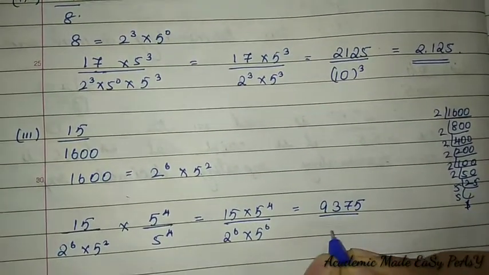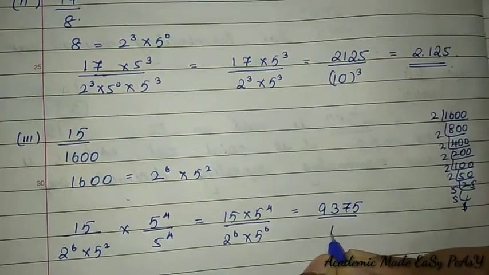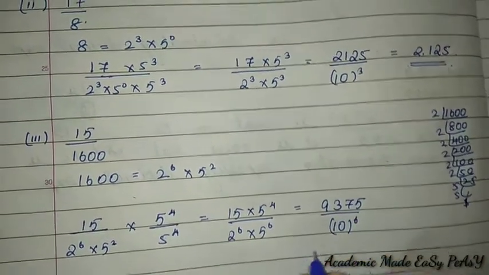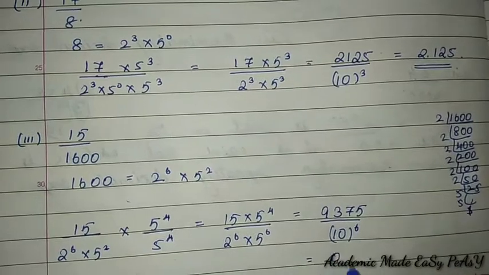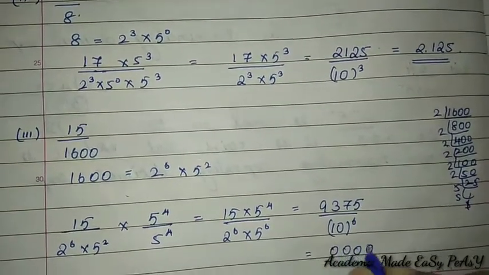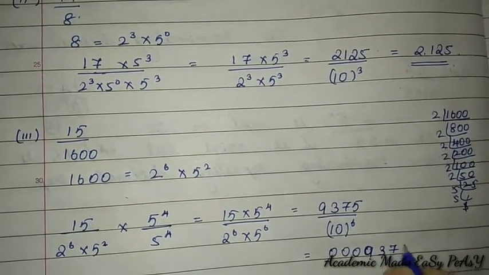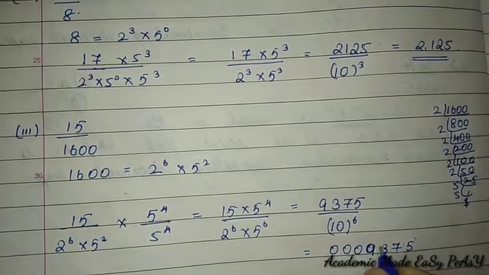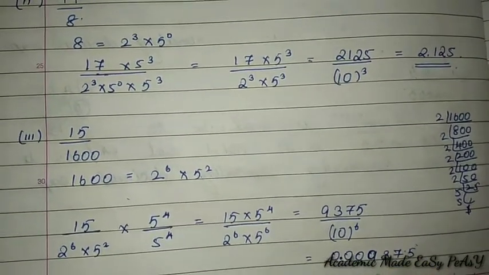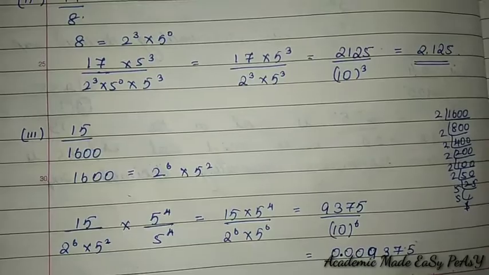9375 divided by 10 power 6. So therefore the decimal places which I will have are 7, 5, 1, 2, 3, 4, 5 and 6. So 0.009375.